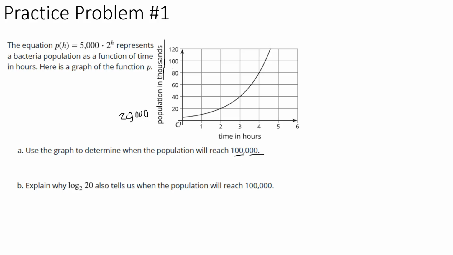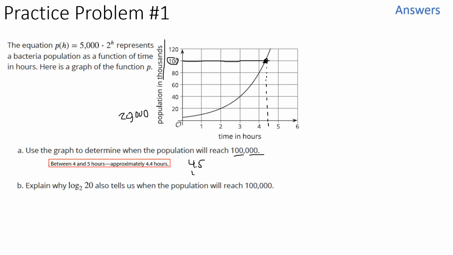So if I were to draw a straight line all the way across, my intersection with my graph would be that point. And if I were to make the straightest line possible all the way to that point, my approximation would be between 4 and 5 hours, approximately 4.5. But if you selected 4.4, that is your answer. But if you selected 4.5 or 4.6, those are all pretty good approximations as well. So 4.4 would be the approximation of where this equation, which represents the bacteria population, is going to reach 100,000.